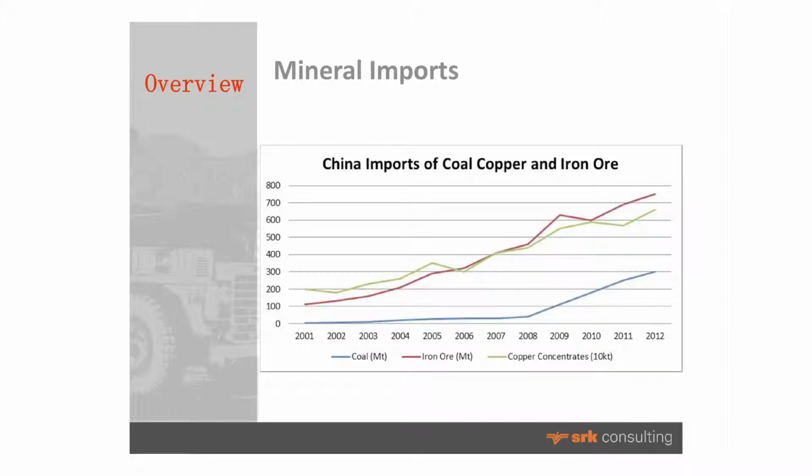This graph gives you the interesting trend of China's imports of the commodities. For example, it looks like iron ore and copper concentrate show pretty much the same trend. But if you look at coal, actually the import is slow until the year 2008. Then it took off and accelerated until 2012. Part of the reduced demand for coal is due to the government's focus on clean energy.